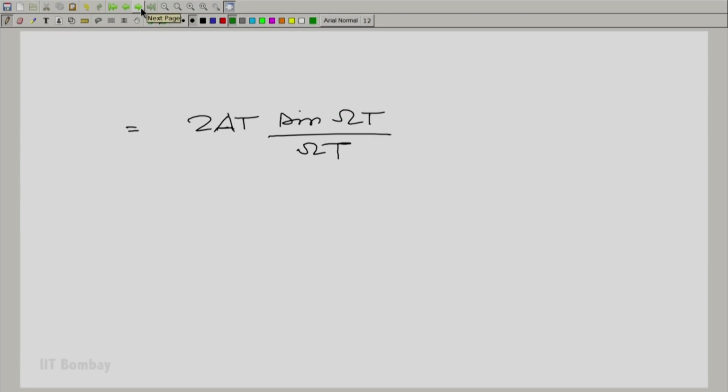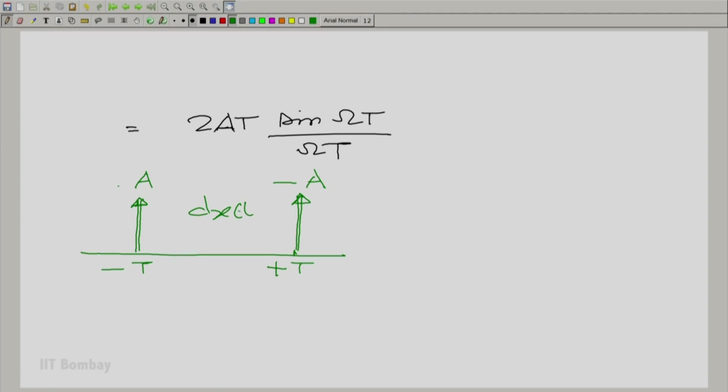Let me draw this derivative now. An impulse of strength A at minus t and an impulse of strength minus A at plus t. This is dx t dt. It is very easy to calculate its Fourier transform. Well, let us call this equal to g t. g t is equal to dx t dt. So, what is its Fourier transform?